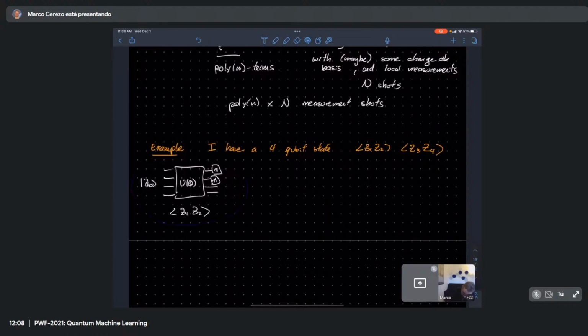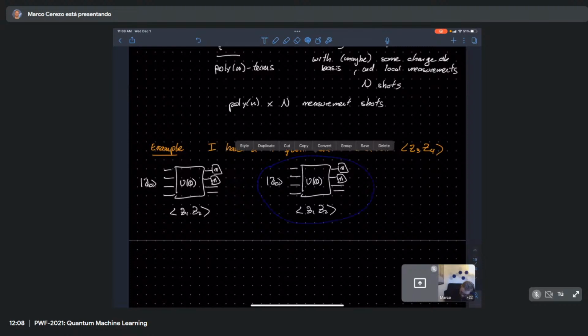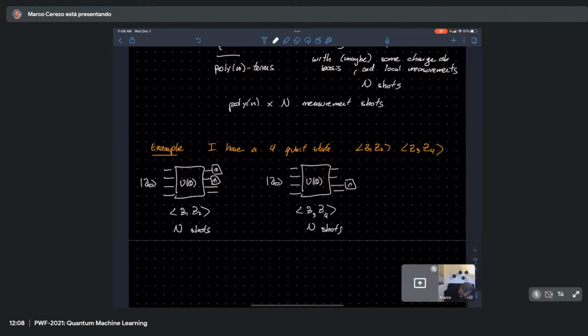And then we do something similar. We restart everything. We run our quantum algorithm again, big N times, this is n shots. And here we wanted to estimate Z3, Z4, where we measure here, and we measure here, right? So this is 2n shots. Is this the best that we can do? Can we actually estimate all of those expectation values in one go?